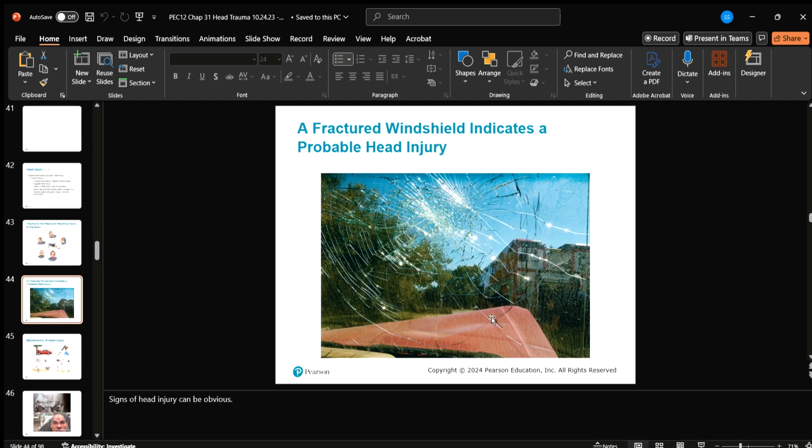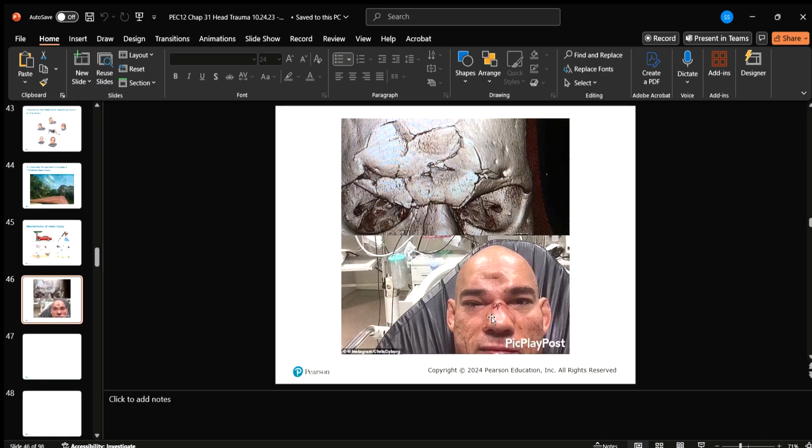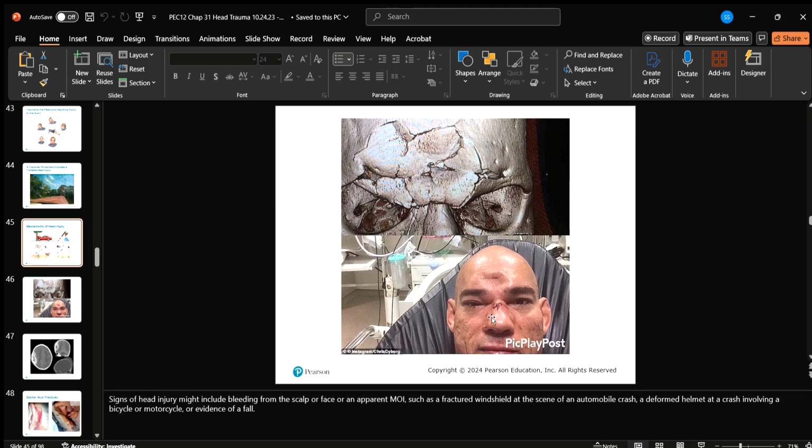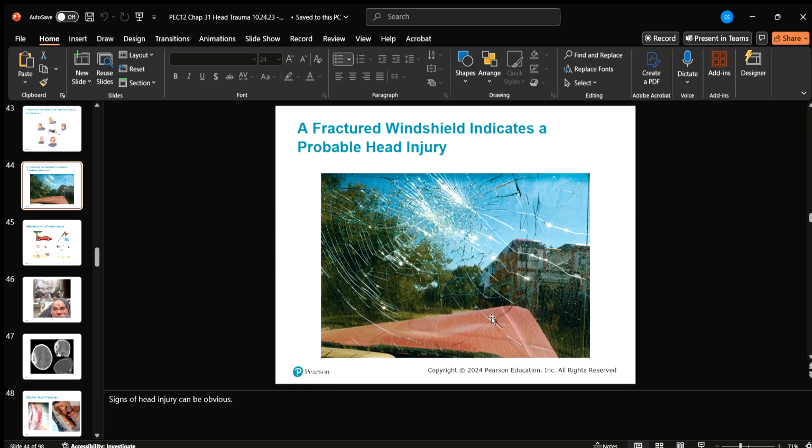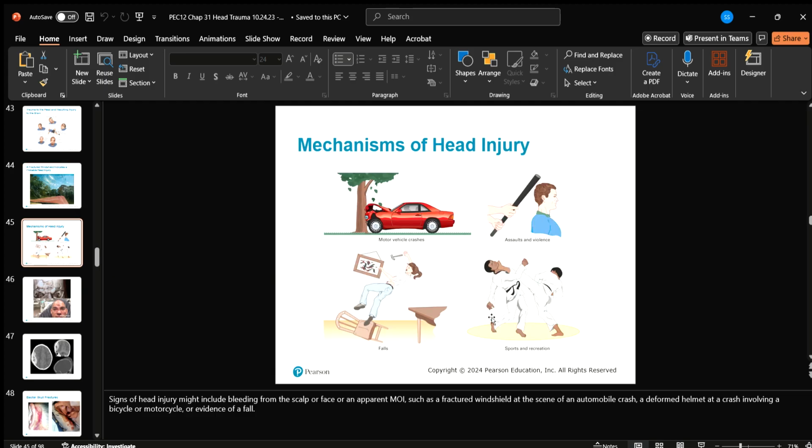A fractured windshield, also known as a spider web, is a possible indication of, or not possible, more probable, head injury. Something like this is a possibility. This is a pretty severe depression. This should be an up-and-over injury, up and over the steering column. So not only their head, but we're going to be worried about their upper extremities as well, and anything else they may have hit.